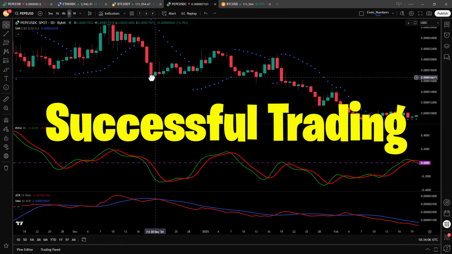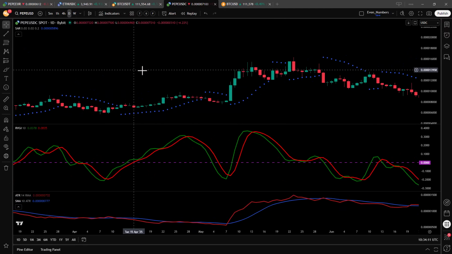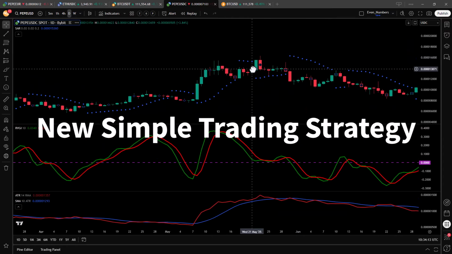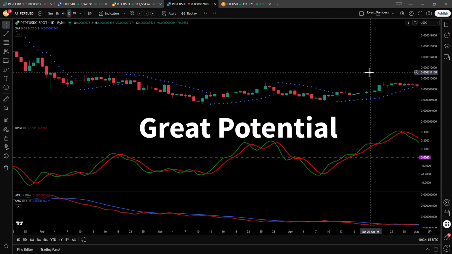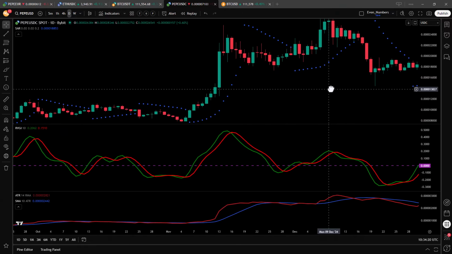Successful trading requires vigor, character and of course a great trading strategy. And this time I want to present you a trading strategy that has exactly these characters and also great potential for trading on the daily time frame. So let's not waste any more time and get straight to the point.